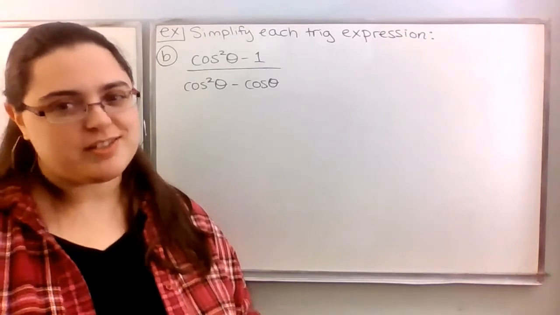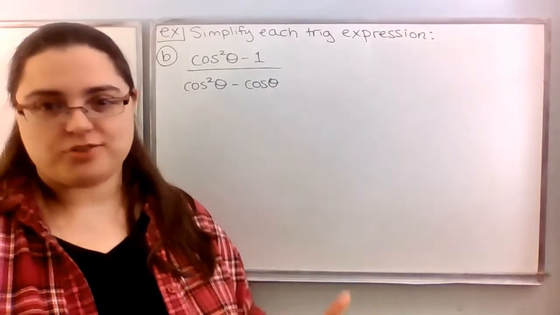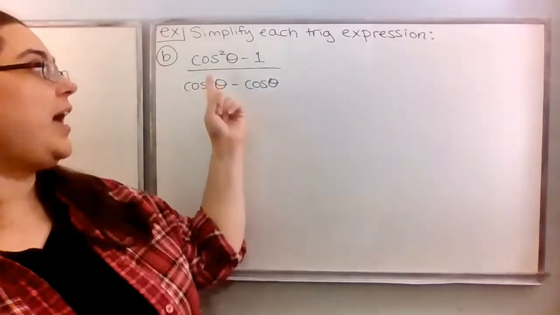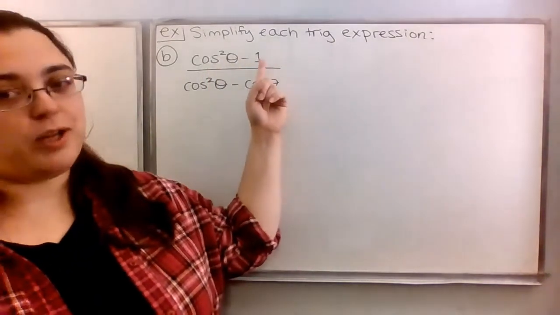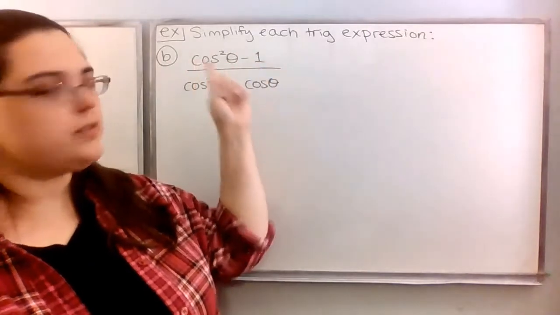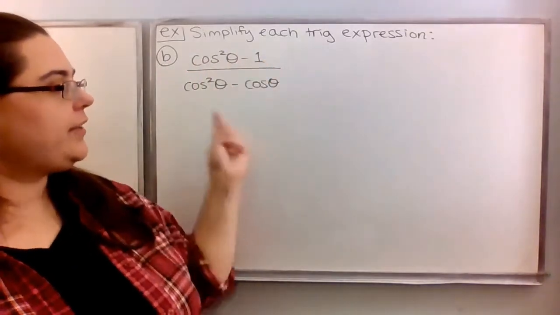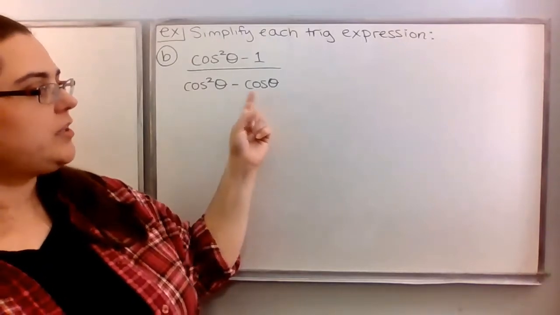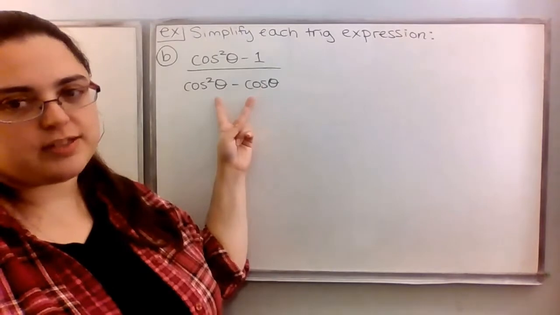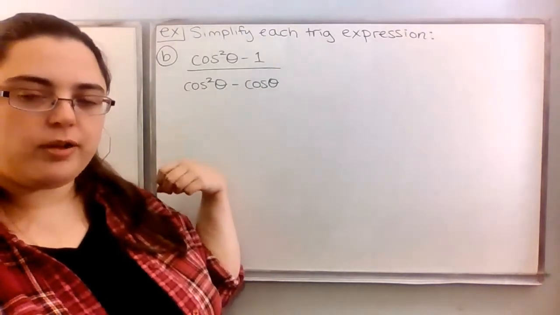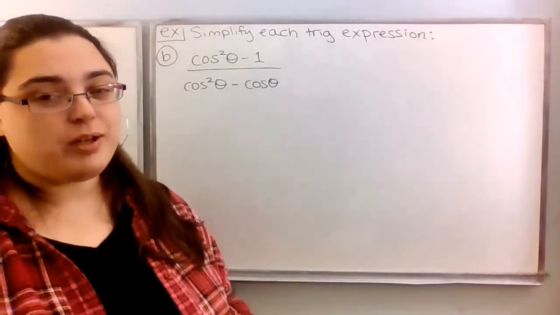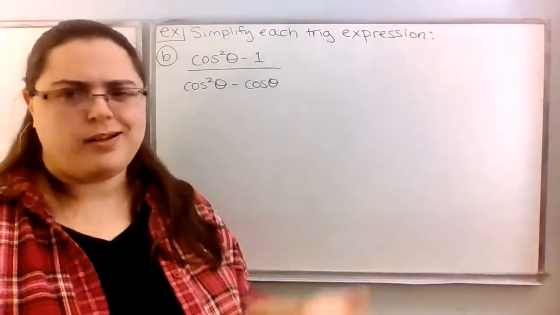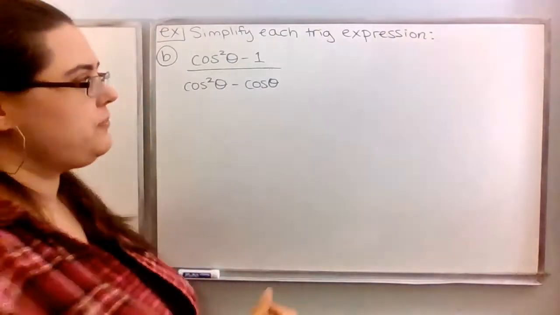I'm not actually going to start out with a trig identity or trig property. Here's why. What I'm noticing up top is that I essentially have like x squared minus 1. So that's a difference of perfect squares, so that can factor. And then in the denominator, I have cosine squared and I have cosine, so I have a common factor of cosine in the denominator, so I can factor that out. So the first move that I'm going to make on this one is to factor the numerator and the denominator and see if it simplifies like a fraction would simplify normally.